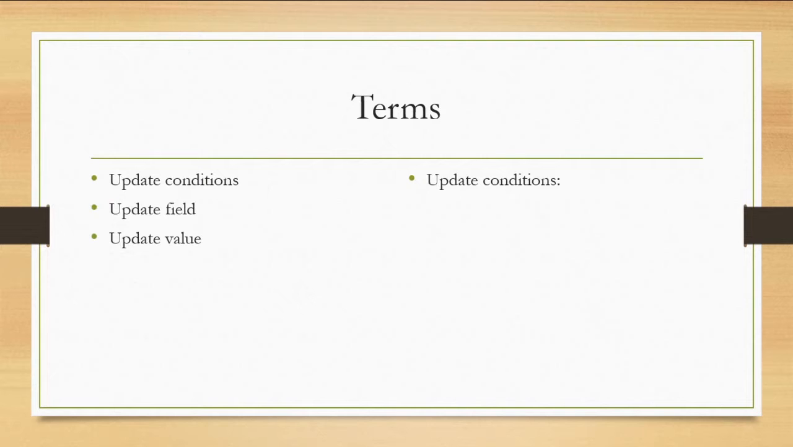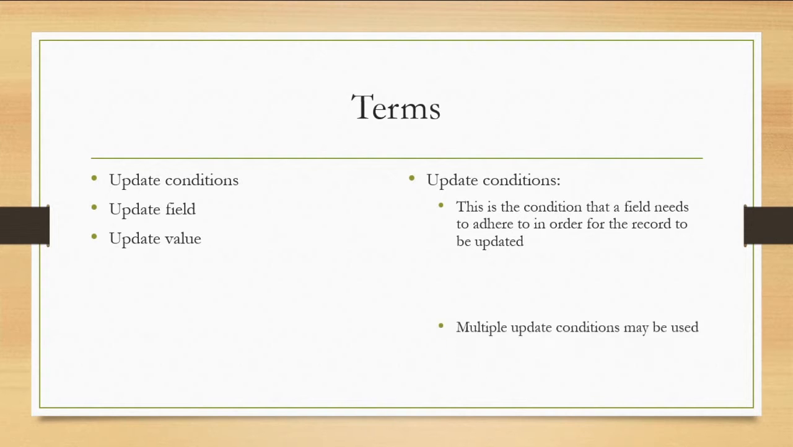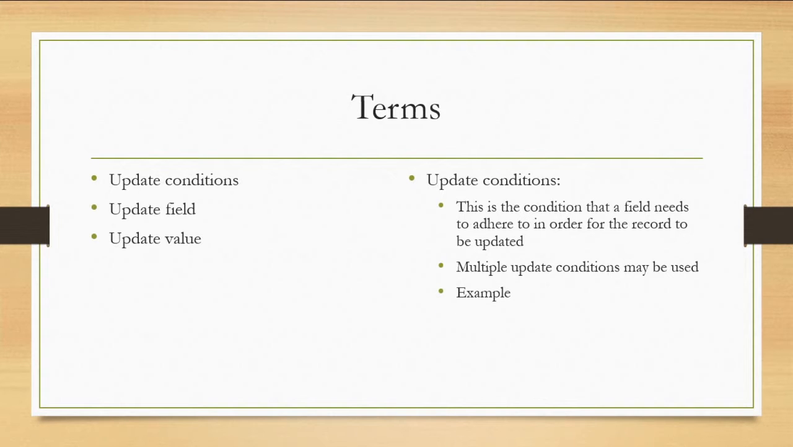The update conditions. This is the condition or conditions that a field needs to adhere to in order for a record to be updated. Multiple update conditions may be used. An example: update records where the price is 5 Rand to 6 Rand. So change all the records where the price is 5 Rand to 6 Rand. Our update condition is price equals to 5 Rand.